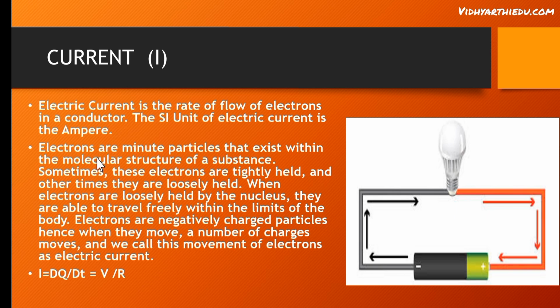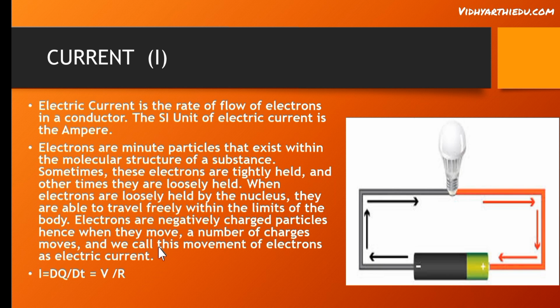Now, in any substance there is an atom. In an atom, the main thing is the nucleus. In the atom there are electrons, protons and neutrons as particles. Electrons are negatively charged particles, neutrons are neutral particles, and protons are positively charged particles. Due to the movement of that positive or negative charge, there is a flow of electric current.